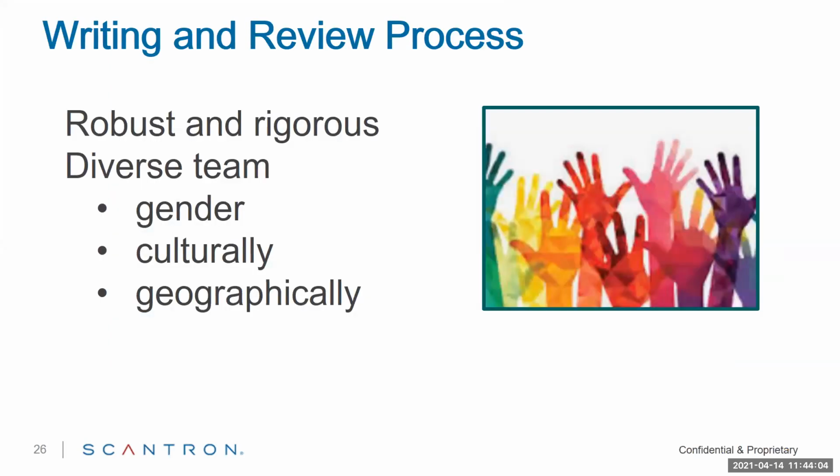Unfortunately, there's no computer program that's going to put a red squiggly line under the bias on an exam. It's introduced by humans, and humans are the only way to identify and reduce it. And for that reason, programs need a robust and rigorous writing and review process.